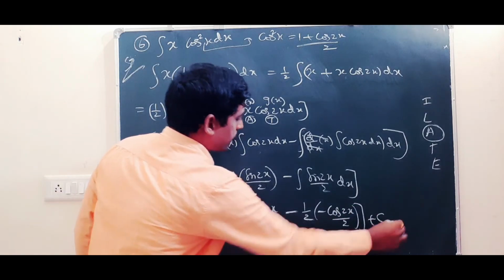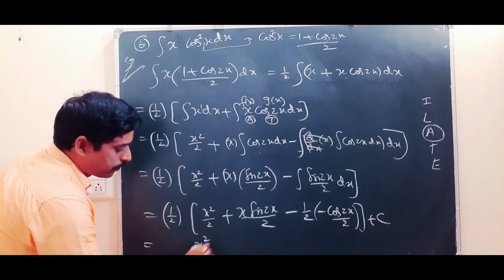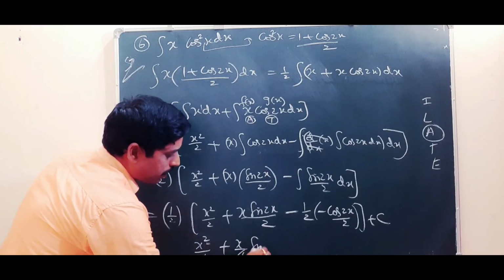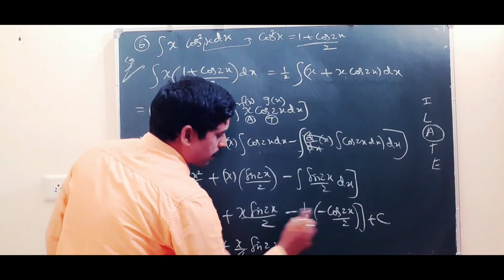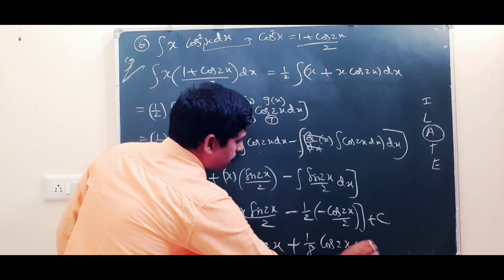Okay, so this 1/2 multiplied to all: x²/4, this is x/4 into sin 2x. So 1/2 into 1/2 into 1/2 is 1/8, minus into minus plus 1/8 times of cos 2x plus c. This is the answer.